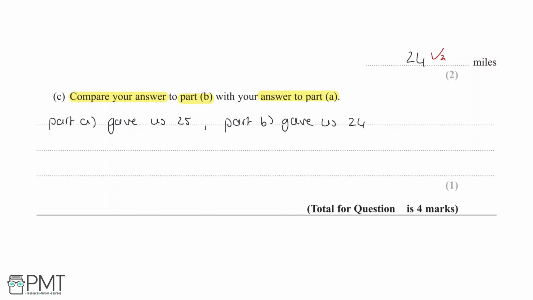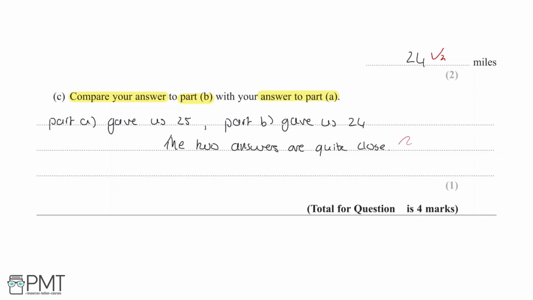So you can go one of 2 ways. You can either say Part A gave us a larger result, or the converse, Part B gave us a smaller result, or you can say the 2 answers are quite close. I'm just going to go and say the 2 answers are quite close, like that.